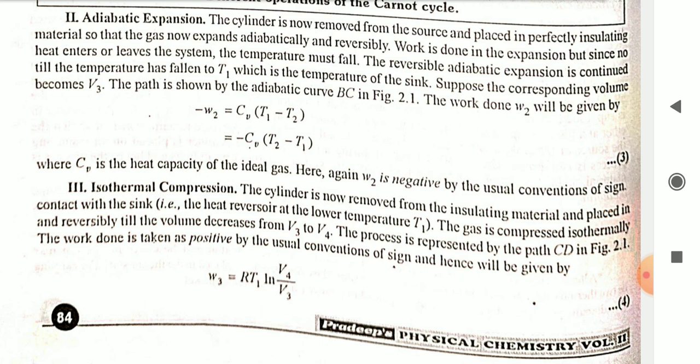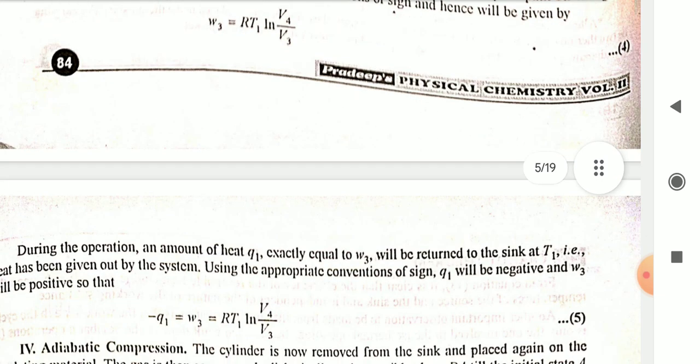Third, isothermal compression. The cylinder is now removed from the insulating material and placed in contact with the sink, the heat reservoir at a low temperature T1. The gas is compressed isothermally and reversibly till the volume decreases from V3 to V4. The process is represented by the path CD. The work done is taken as positive by the usual convention of the sign and hence would be given by W3 is equal to RT1 ln V4 by V3.